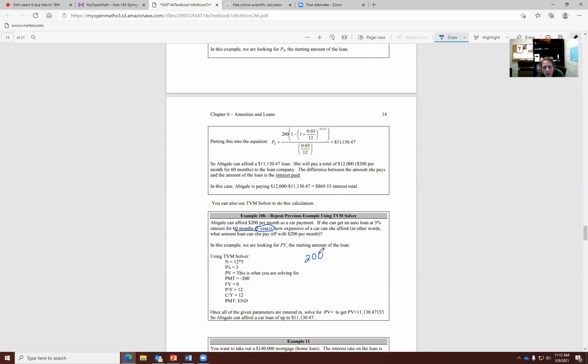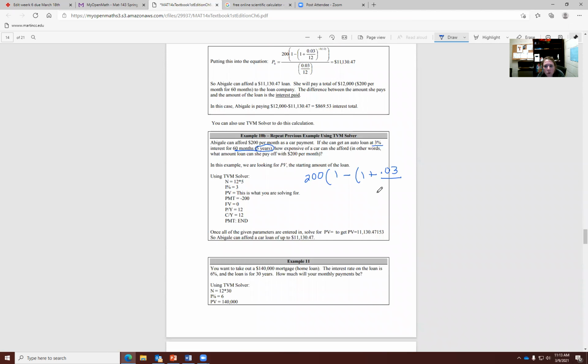So 200 per month, 1 minus 1 plus our rate here is 0.03 over, okay, 12. And we're talking about monthly, and we're talking about 5 years. That'd be -5 times 12 divided by 0.03 over 12. Okay, so let's practice putting this in the calculator. Again, you need to do what's in parentheses first. And we're raising it from -5 times 12, so that would be -60.